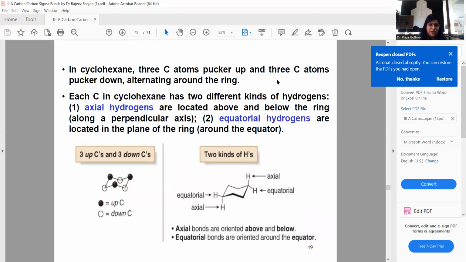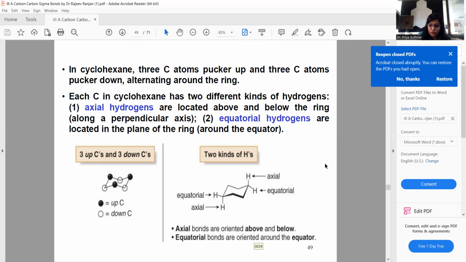Okay. In cyclohexane, three carbon atoms are puckered up and three carbon atoms are puckered down, alternating around the ring. Each carbon in cyclohexane has two different kinds of hydrogens. First, axial hydrogens are located above and below the ring, along the perpendicular axis. Second, equatorial hydrogens are located in the plane of the ring, around the equator. Here we can see three up carbons and three down carbons. The two kinds of hydrogens are axial and equatorial. Axial bonds are oriented above and below. Equatorial bonds are oriented around the equator.